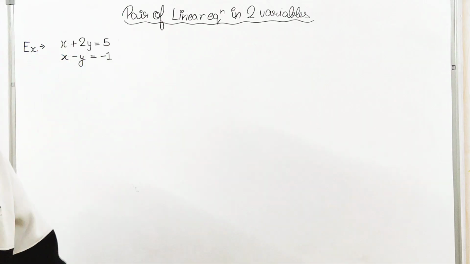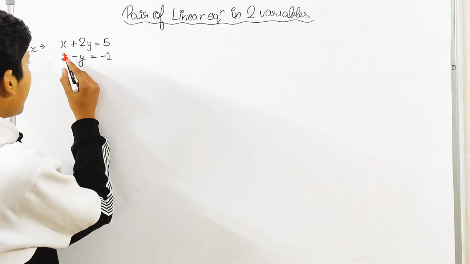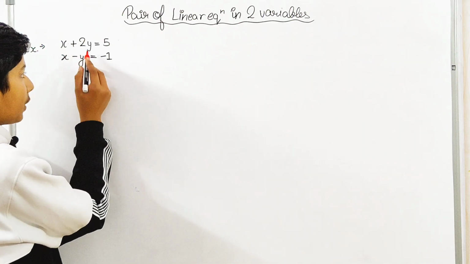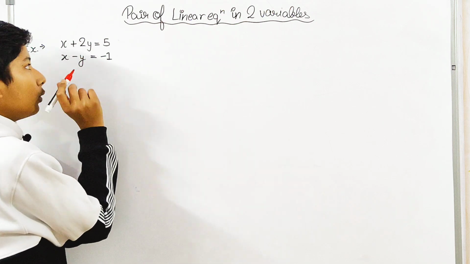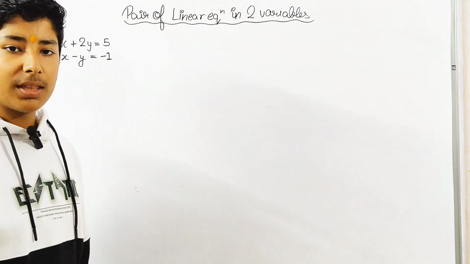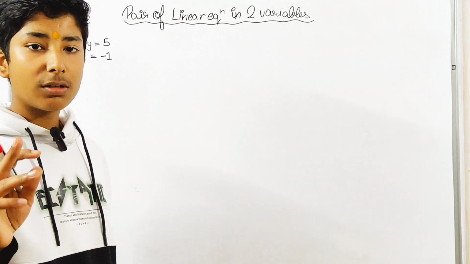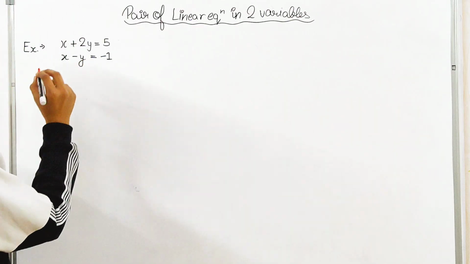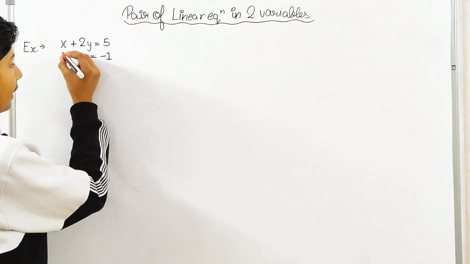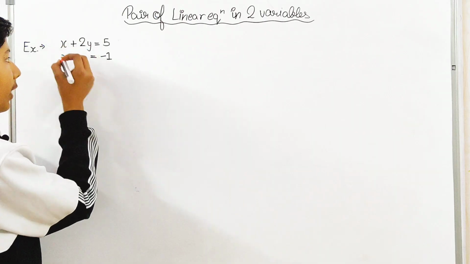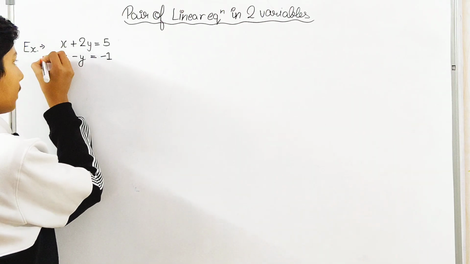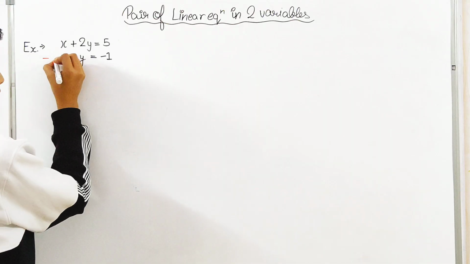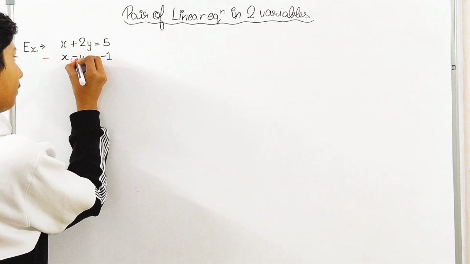If you add both of these equations, then it will be 2x plus y, because 2y minus y is y, equals 4. But see, nothing has changed. Both variables remain. But if we subtract, then you can see that x minus x, so x gets removed. So let's subtract. When we subtract, this will be minus and this will become plus.